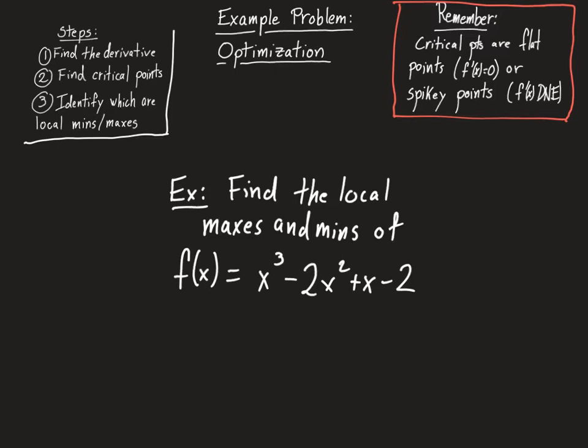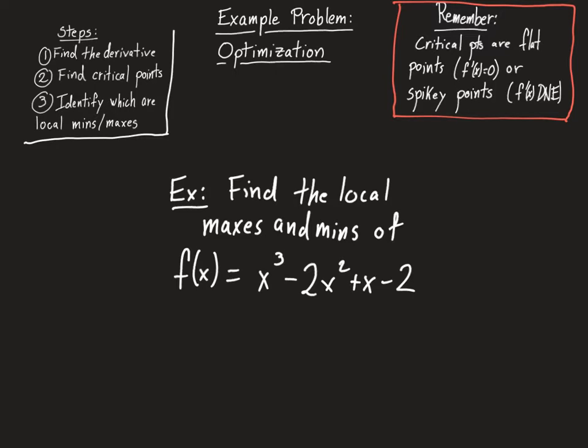Also, in the top right, I have put up a reminder that I'm going to leave up there about what the word critical point means. I like to think of critical points as being flat points, that means points where the derivative is zero, or spiky points, which means that the derivative does not exist. I think it's always useful to keep in mind as you're working through these problems what the points that you're looking for actually look like on the graph.